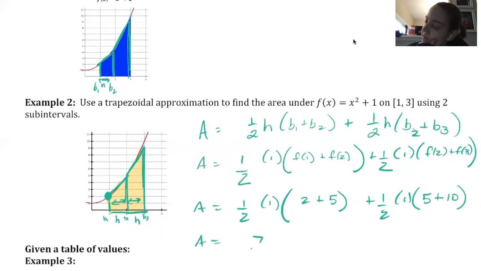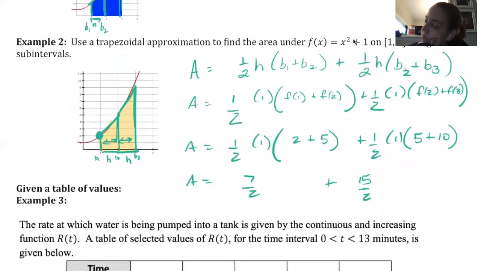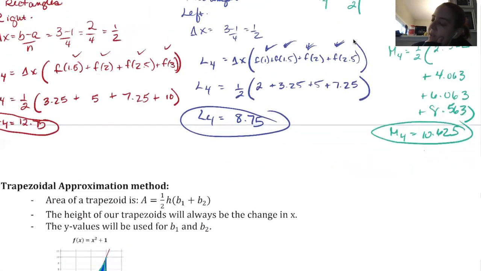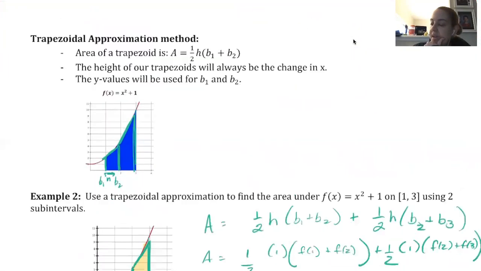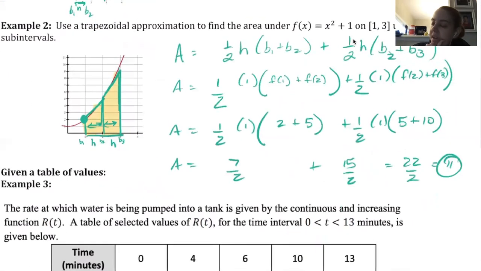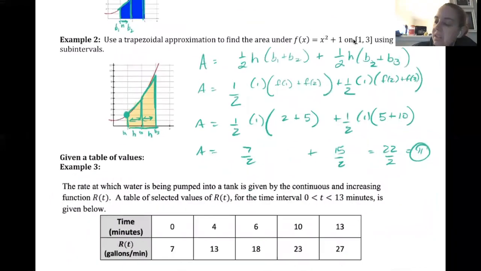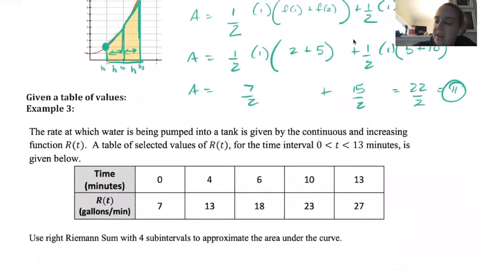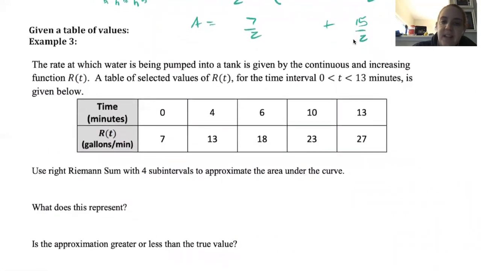So what do we have? We've got 7 over 2 plus 15 over 2, which is 22 over 2, which is 11. So fairly close to that midpoint value. And when I told you the exact area under the curve was 10.6 repeating, a trapezoid is more accurate than a left or right hand approximation. So that's how we calculate Riemann sums. They are the basis for what we're doing next.